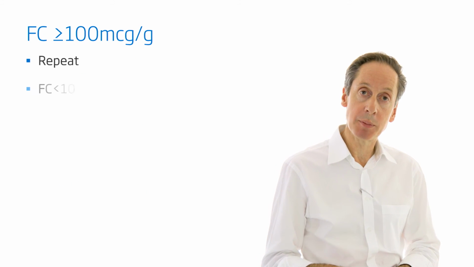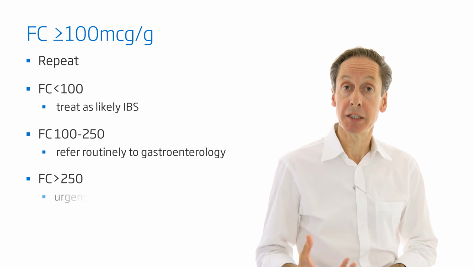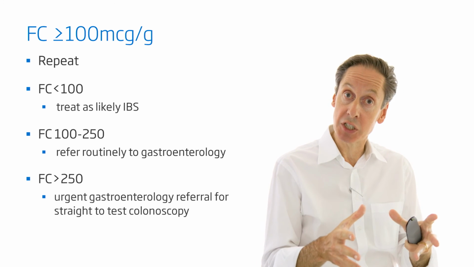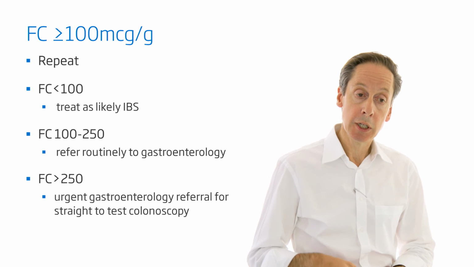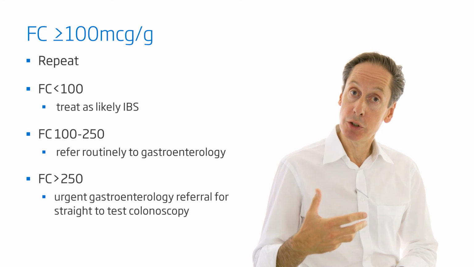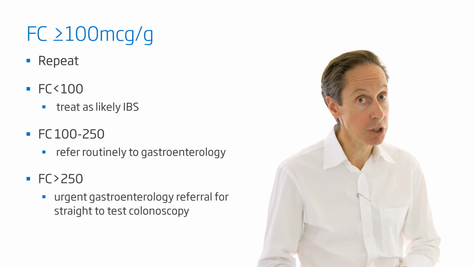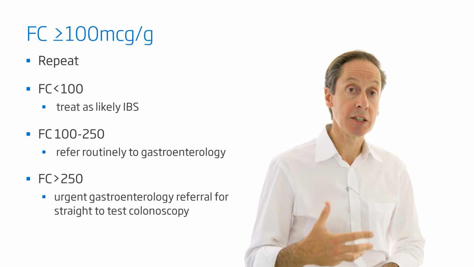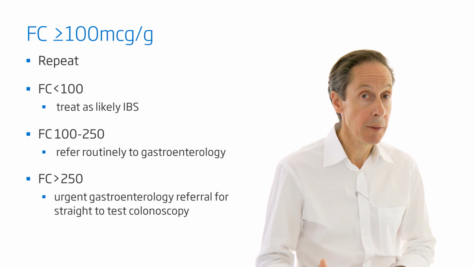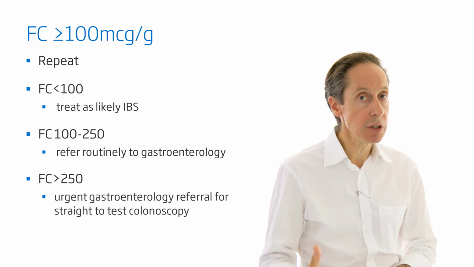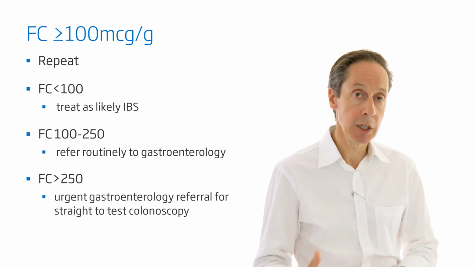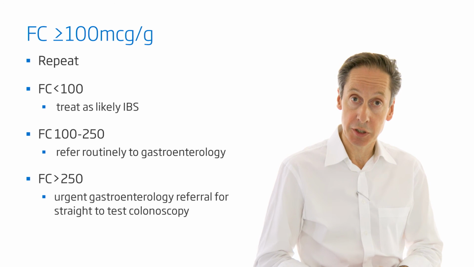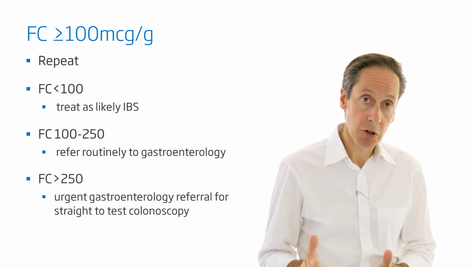Looking at those who have a fecal calprotectin greater than 100, the first thing to do is to repeat the test. This is important. Those who have a fecal calprotectin less than 100 on repeat, you treat as I've just outlined, as if they have irritable bowel syndrome. Those who have a fecal calprotectin between 100 and 250, you refer routinely to gastroenterology. And those who have a fecal calprotectin greater than 250, you refer urgently to gastroenterology for a straight-to-test colonoscopy. You need, in that referral, to give sufficient information to make that straight-to-test colonoscopy safe: drugs, past medical history, comorbidity, and the like. But these are usually young patients. And that's it. That's the long and the short of it.